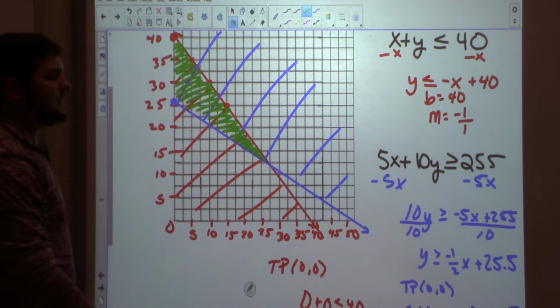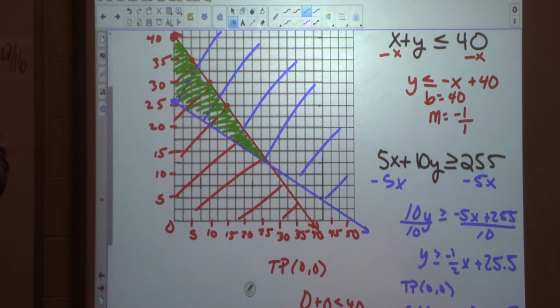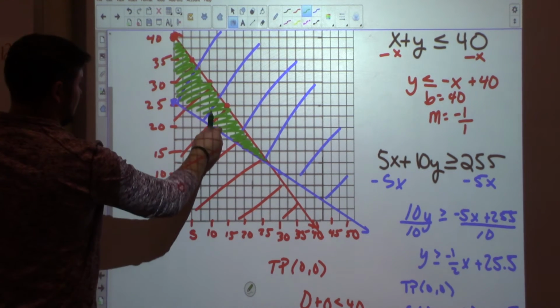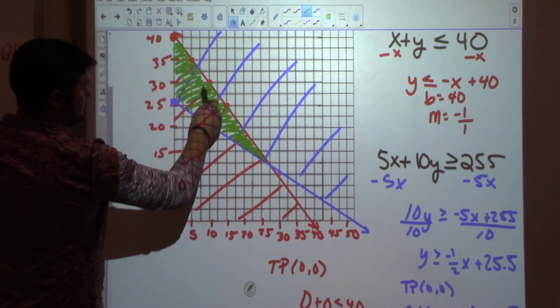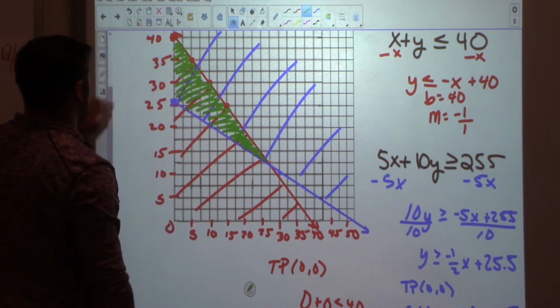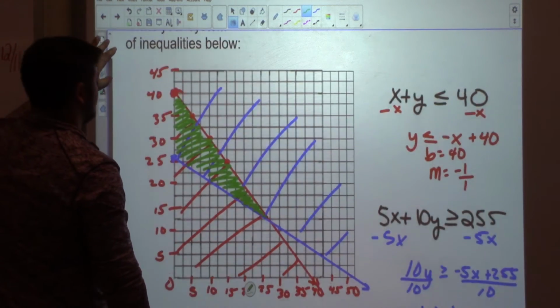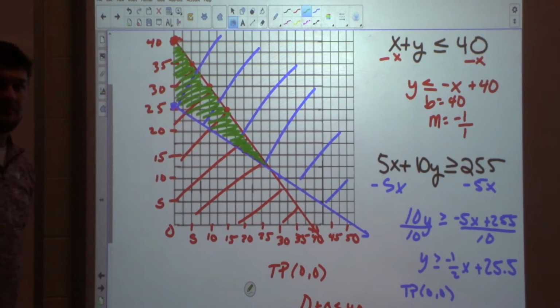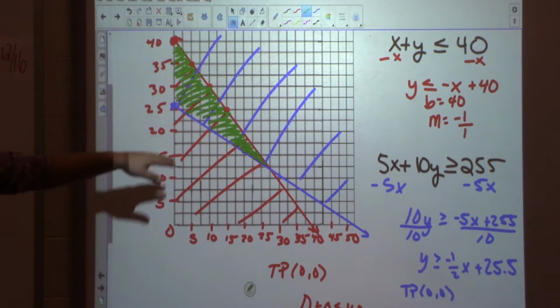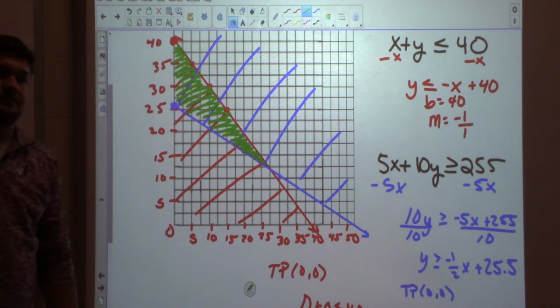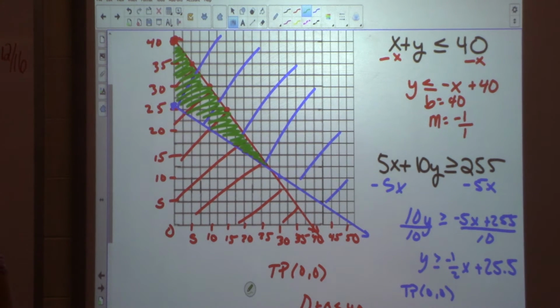Alright, and then if I was to ask you, what is one point that would satisfy this solution set? 10, 30. Perfect. Say work 10 hours at their house cleaning job, 30 hours at their sales job. You just have to pick one point out of that double shaded region. Does that make sense?